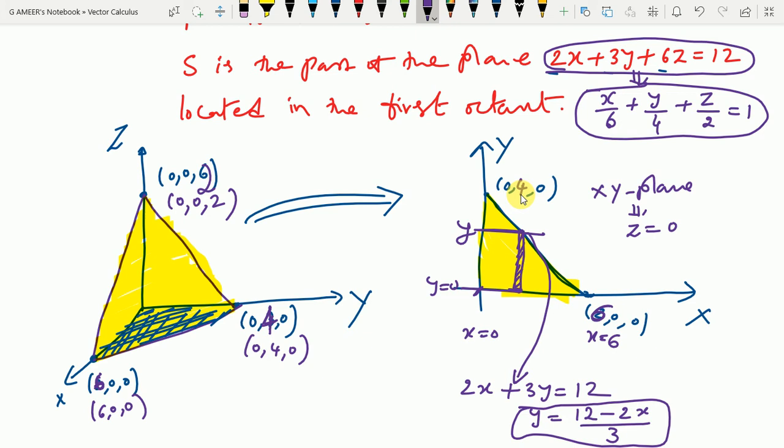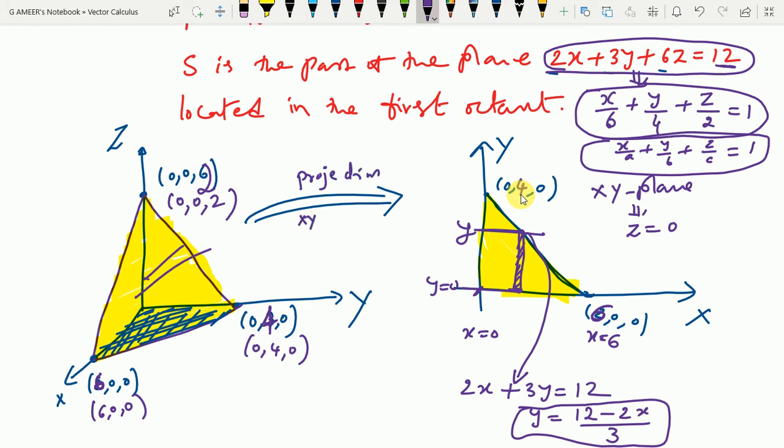You see the mistake I made, because I wrongly assumed that here it is 1. Actually it is not 1 here, it is 12. So to make it 1, we have to bring it into the form x by a plus y by b plus z by c is equal to 1. Then I have drawn the diagram here. Then what is the area when we project onto the xy plane? The projection on the xy plane became like this.